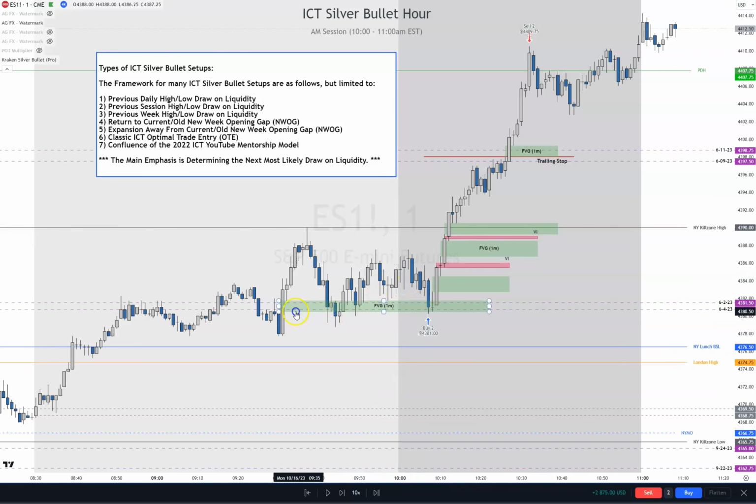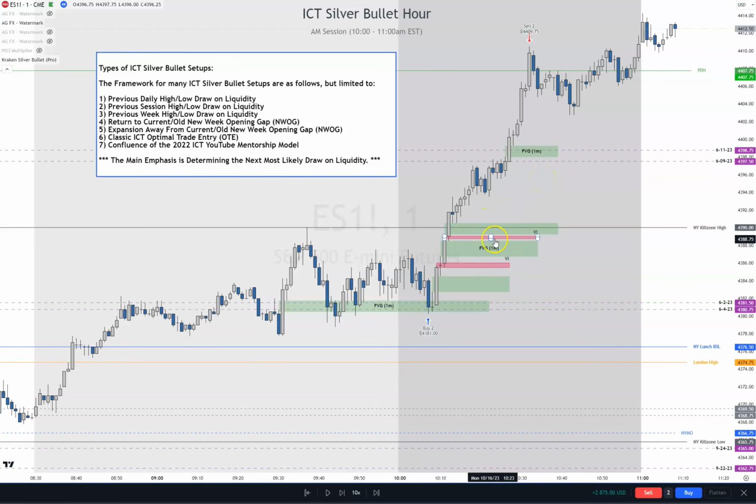Where are we going to get long at? Well, new week opening gap, which is expansion away from, and so there you go with the fair value gaps. We took our trade, and then our target low-hanging fruit was above the New York kill zone, and then the second target was the new week opening gap, and then the third target was the previous day high, right? And we trailed our stop based on the 3 PDA rule. We don't want to see them get violated. Instead of taking partials, we just trailed our stop.